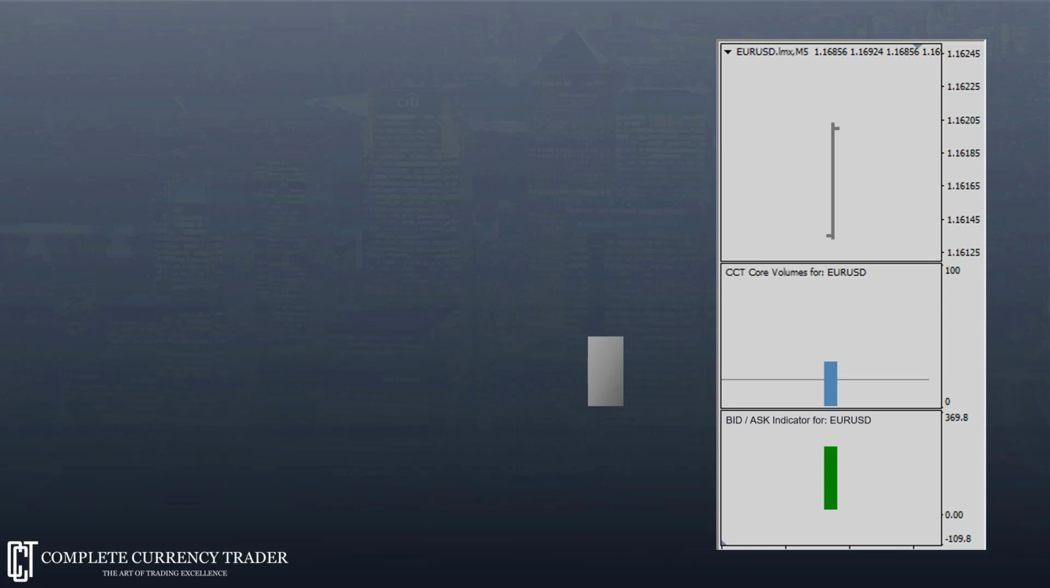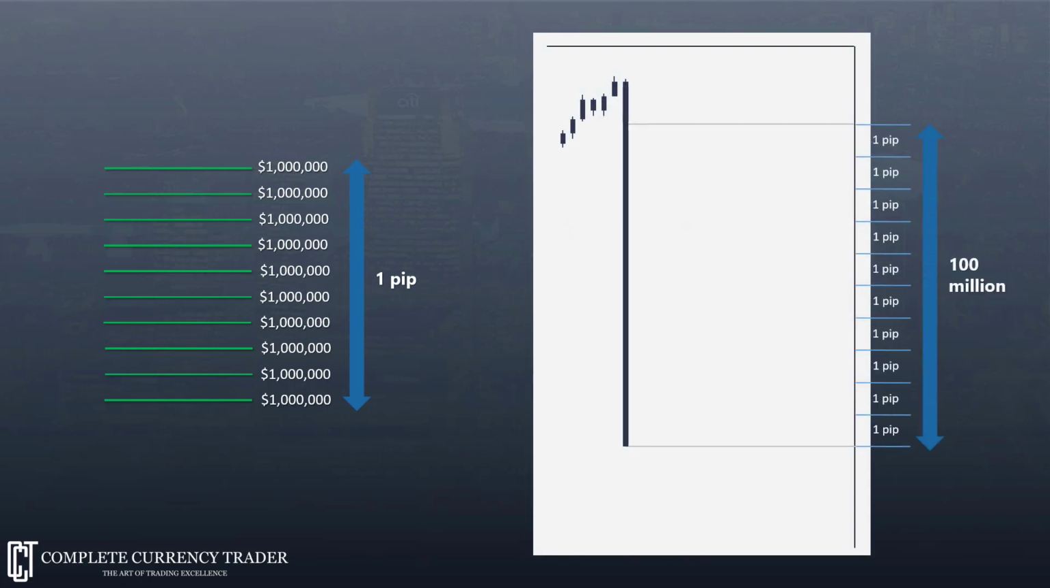As a very, very general rule of thumb, the level 2 market depth that we see here has, on average, around $1 million at each level. And there are 10 levels in every pip. So as a rough guide, it takes approximately $100 million to move the market 10 pips. Now, that obviously depends on the pair that you're looking at and the time of day, but that is a reasonable guideline to work from during normal trading hours.